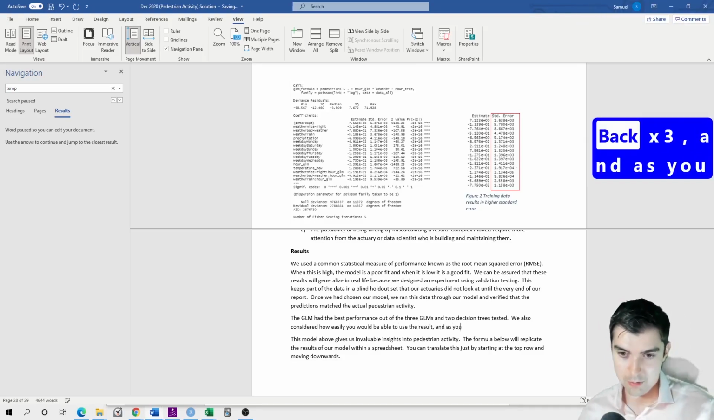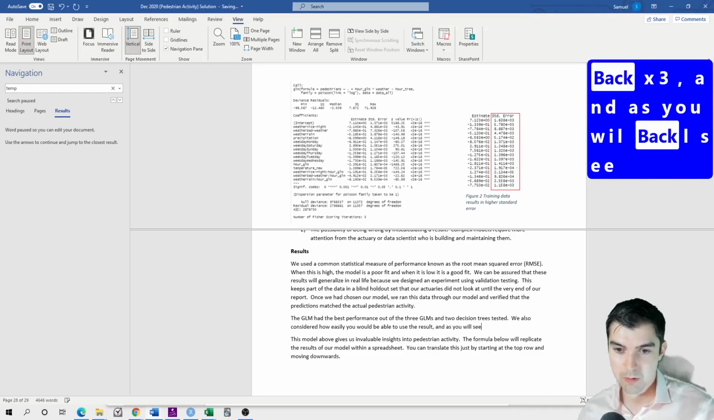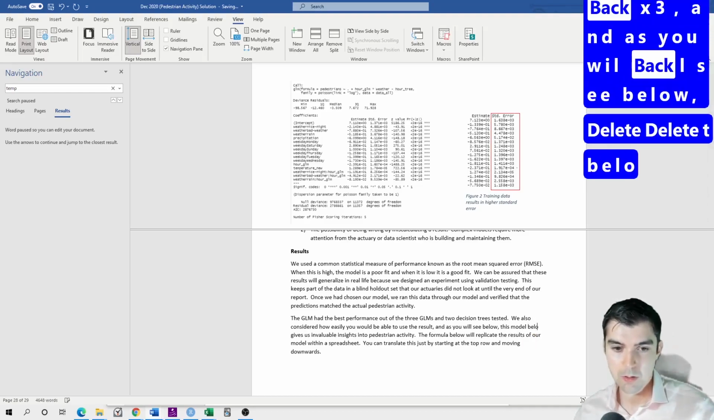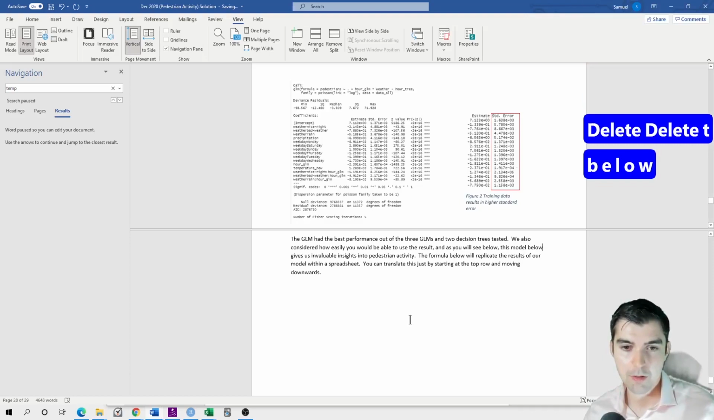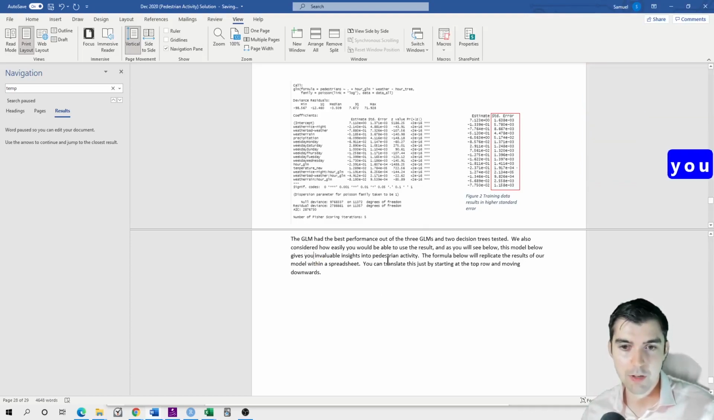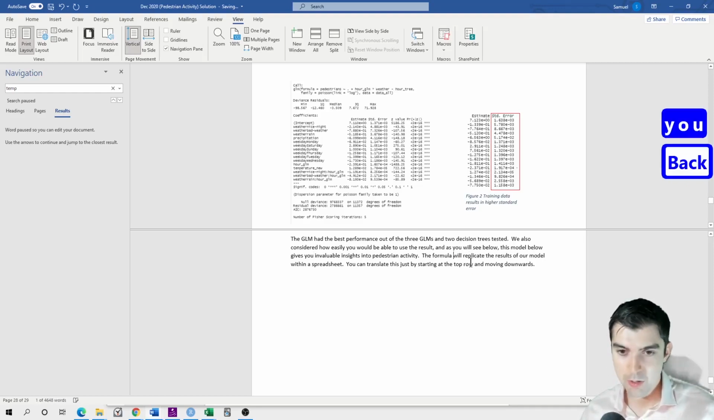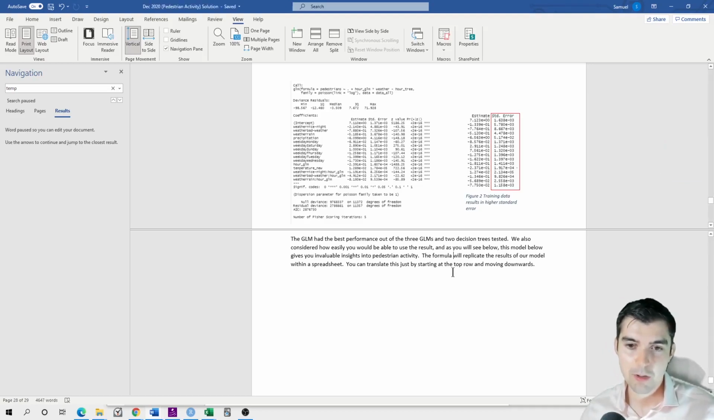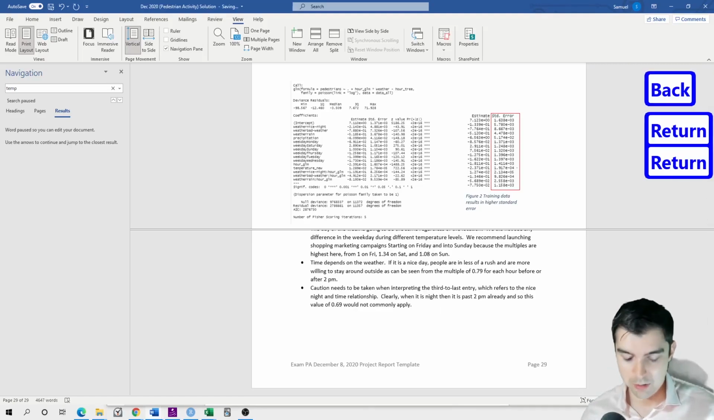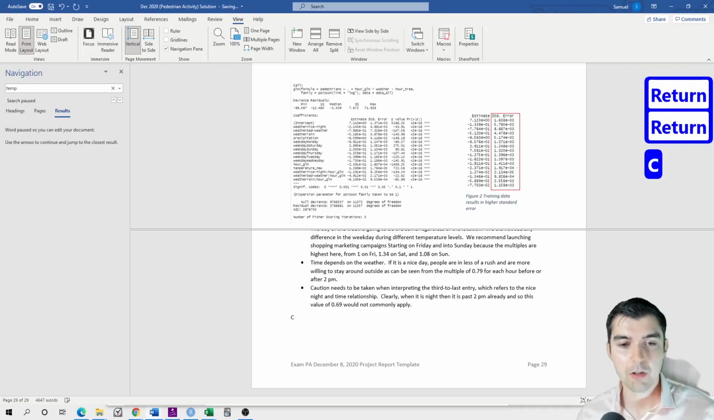And as you will see below, this model gives you invaluable insights into pedestrian activity. The formula will replicate the results of our model within a spreadsheet. You can translate this just by starting at the top and moving downwards. Yeah, and then it's always a good idea to say something like next steps or conclusion.